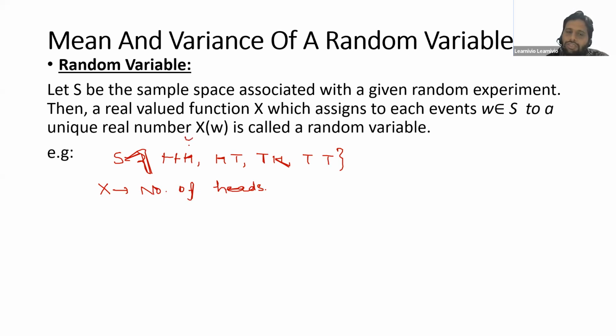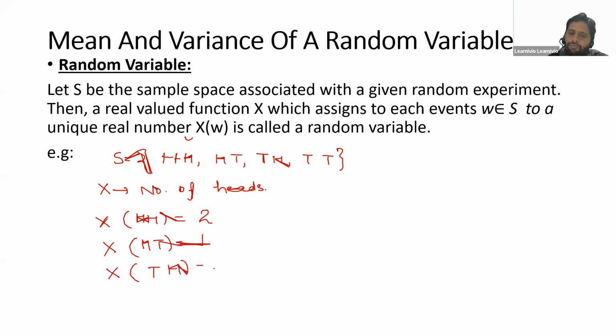So for each event, you will check this number. For HH, we have 2 heads, so we will write 2. For HT, we have 1 head, so we will write 1. Then we have another one, TH. Here we have 1 head, so we will write 1. And then we have TT, so it is 0.